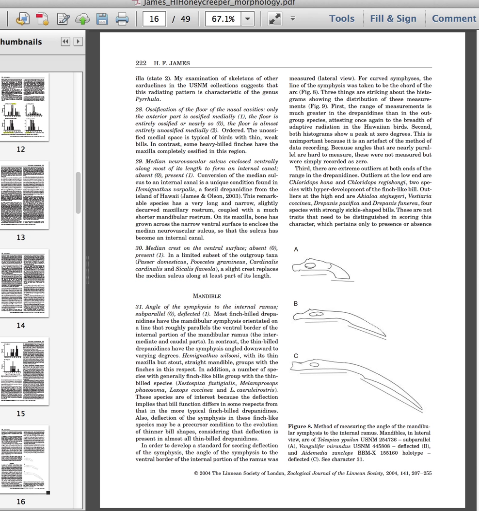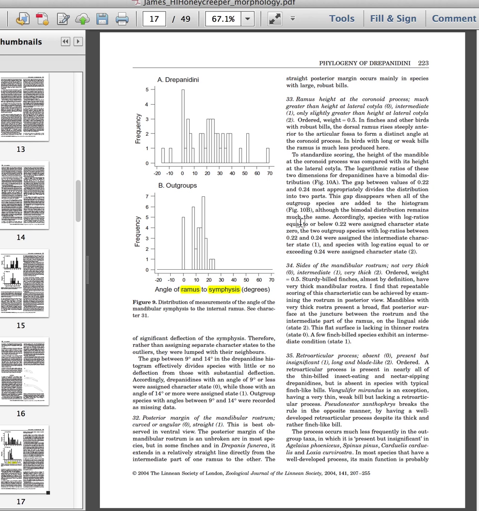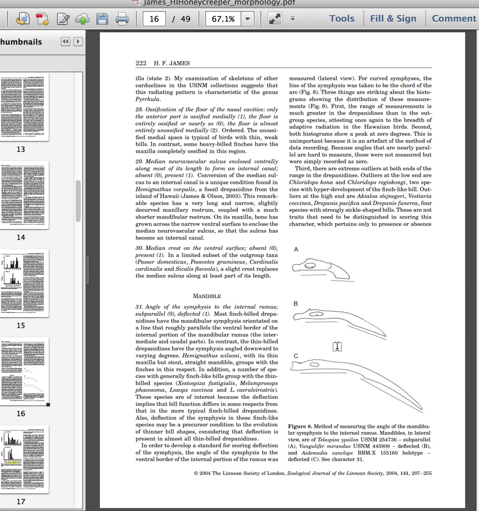And then she shows you another type of measurement in figure 8, and then, you know, within honeycreepers, dreps, and just the outgroups. This is the angle of the ramus to the symphysis, and so I went back and looked at figures 2 and 3 to find what's the ramus, what's the symphysis, and actually she tells you in here as well.